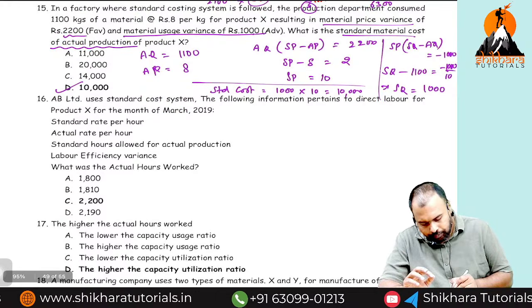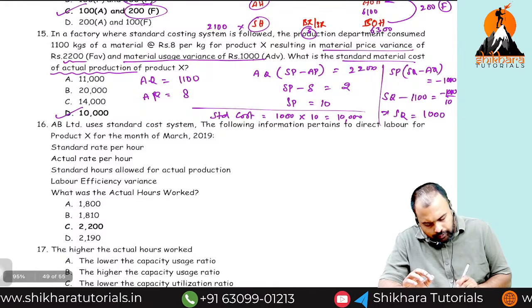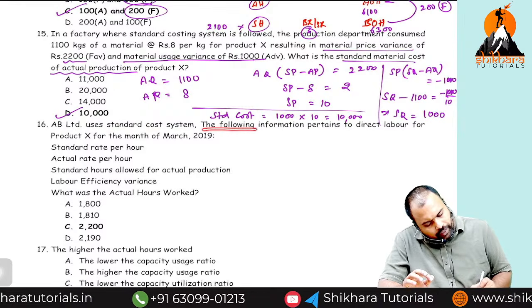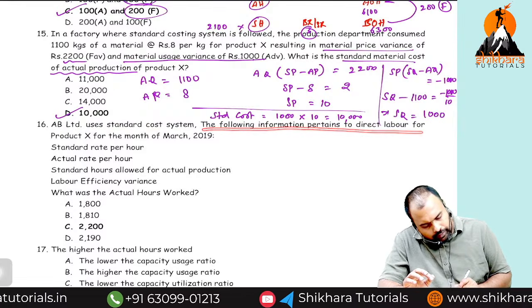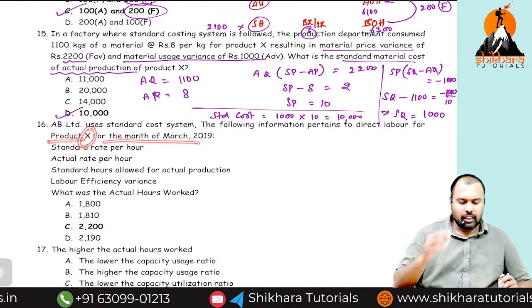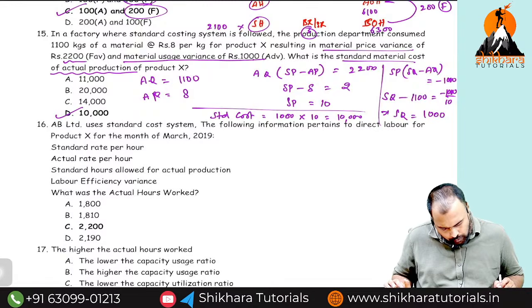Next. Okay, AB Limited uses a standard costing system. The following information pertains to direct labor for production X for the month of March 2019 is given. Oh, values are missing.